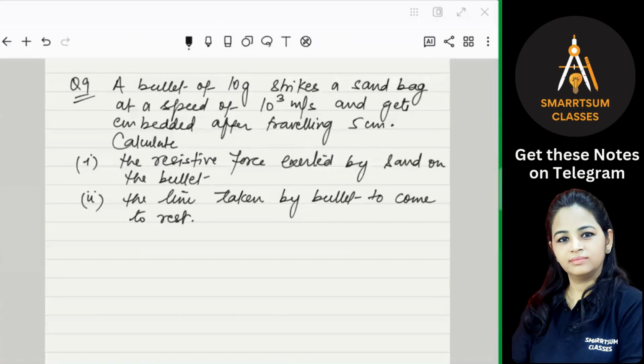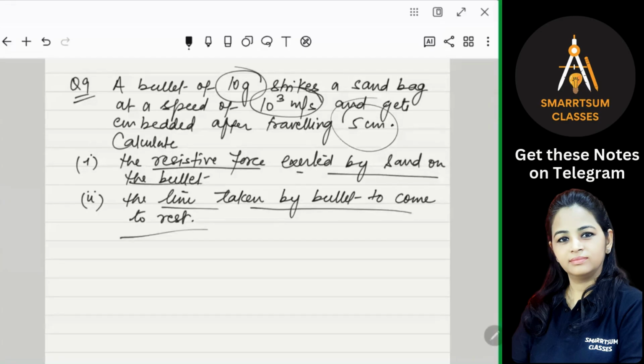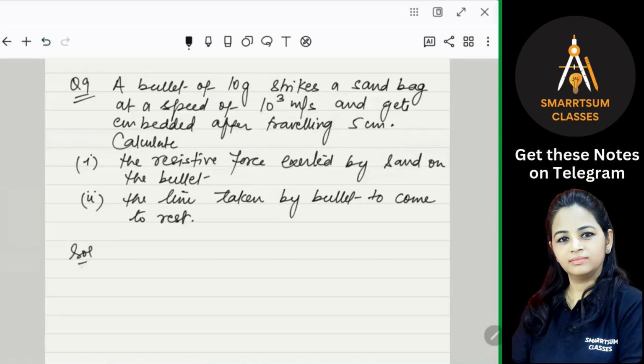So look at this question number 9. A bullet of 10 gram strikes a sandbag at a speed of 10 to the power 3 meter per second. This is the initial velocity of the bullet, and it gets embedded after traveling 5 centimeters within the bag. Now what you have to find? You have to find the resistive force exerted by the sand on the bullet and the time taken by the bullet to come to rest. You have to find F and t. Is that clear?